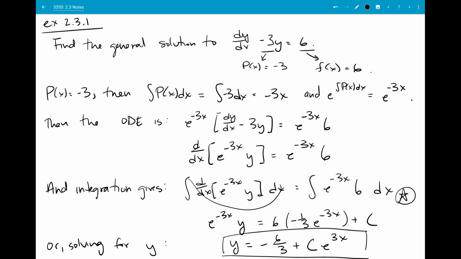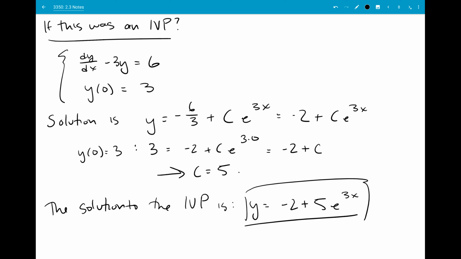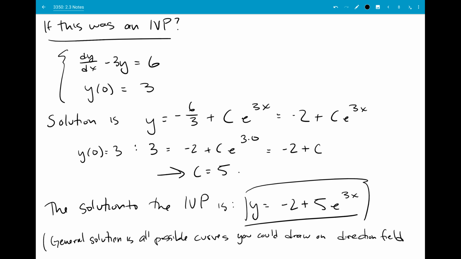So think about that the general solution is all possible curves you could draw on your direction field. They're all things that follow the rules of your differential equation. The solution to the IVP is one special curve starting at the point x is 3, y is 0. And that distinction is going to come up a lot throughout class. So just be careful about it.